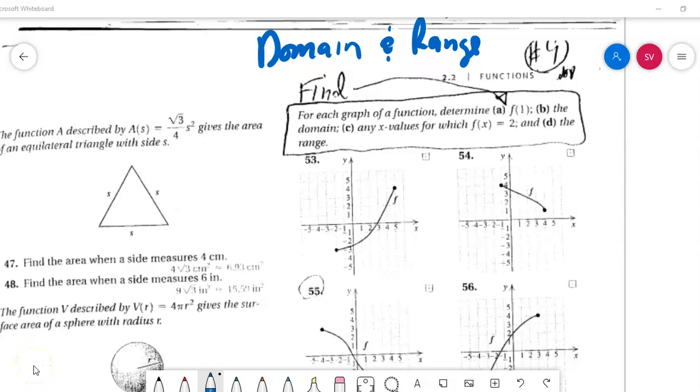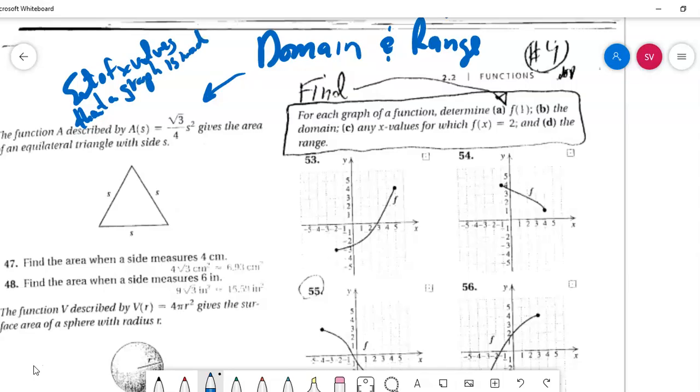Hello and welcome to this video lecture presentation on domain and range. What is domain and range? Well, let's first start with domain. Domain is the set of x values that a graph is made up of.